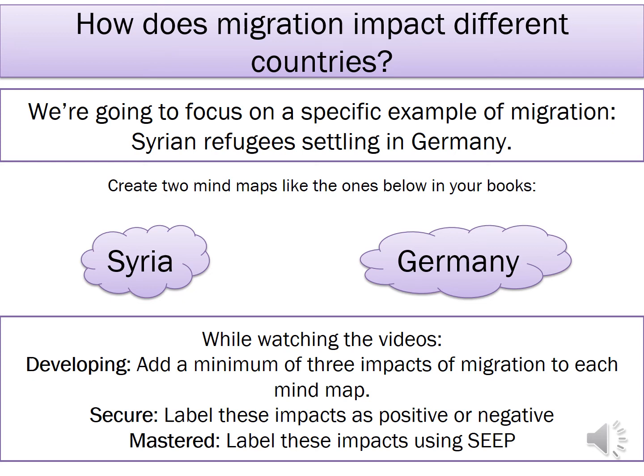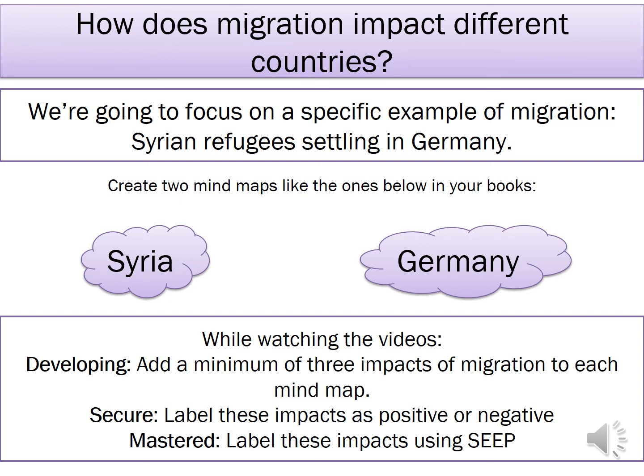And then mastered, can you label each impact using SEEP? So does it link to social? So it links to people. Economic, does it link to money? Environment, does it link to nature, and then political, does it link to government? And again, can you explain why it links that? So this is a social impact because, this is an economic impact because, and just explain why it's that case.